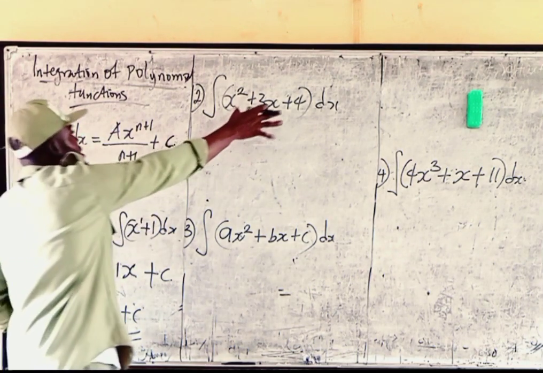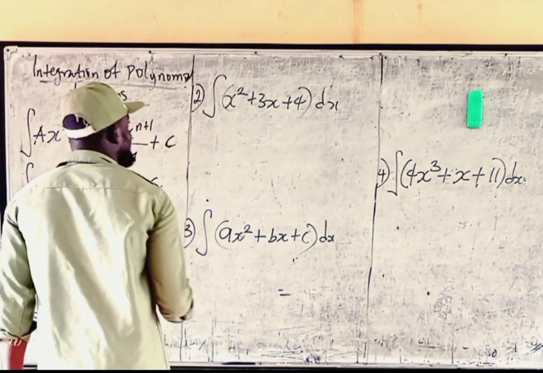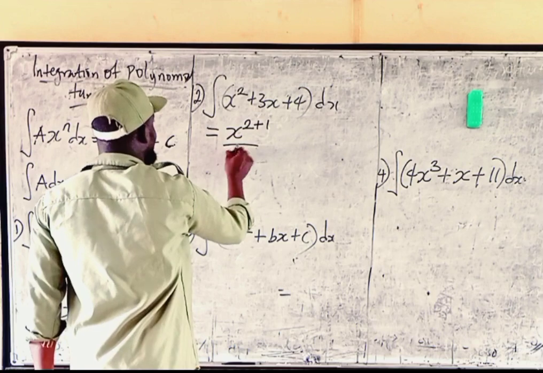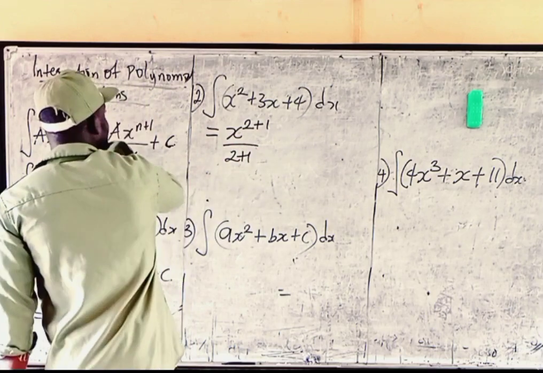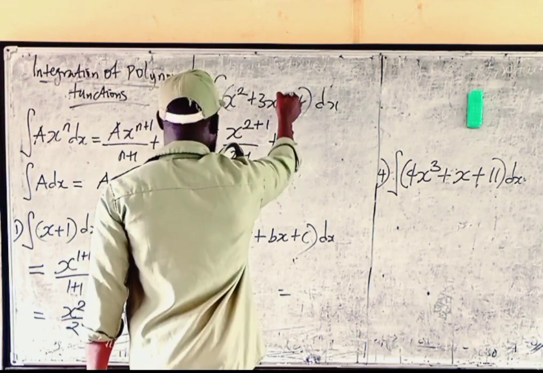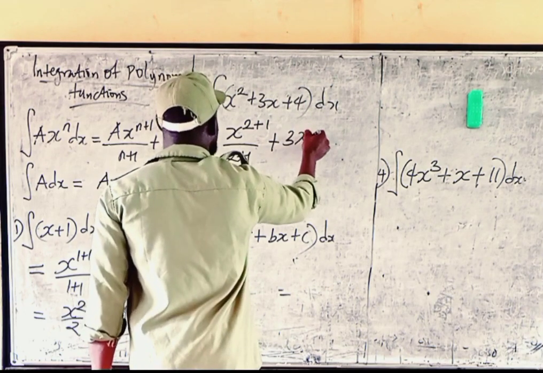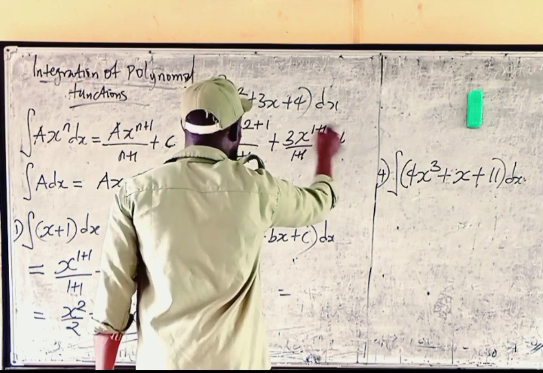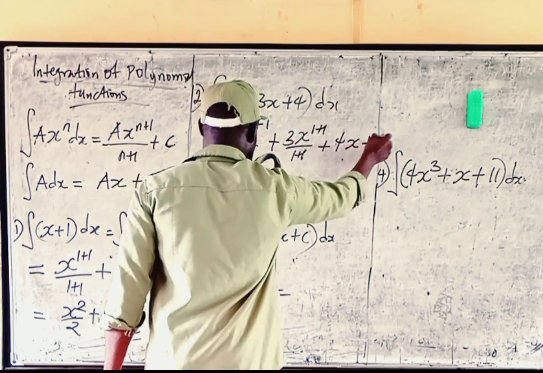The next one is this: x squared plus 3x plus 4. So if you do this, you're going to have x to the power 2 plus 1 all over 2 plus 1, applying this rule. Then plus 3, remember this is power 1, so x to the power 1 plus 1 over 1 plus 1, plus 4 times x, that is 4x, plus c.